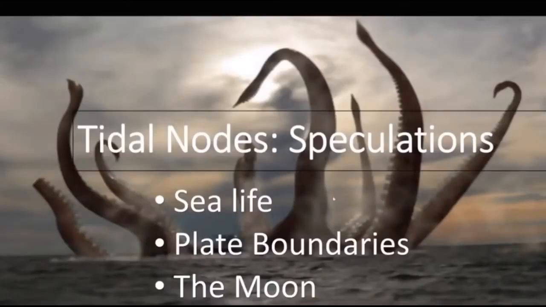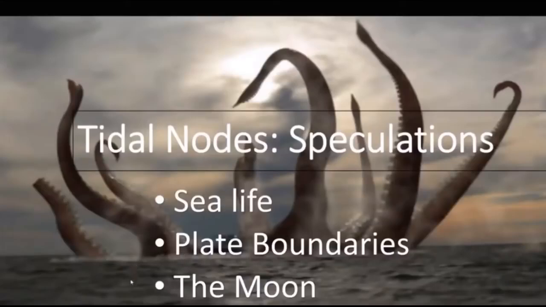They could be sea life living deep under the water that's affecting the movement of the water somehow. I've put in the background my favorite sea life, which is the kraken. It's a fantasy sea life because it's so giant. Nothing that giant exists that we know of. Or plate boundaries. It could just be where tectonic plates collide and move against each other. The same thing that seems to cause volcanoes and earthquakes could also be causing the tides.